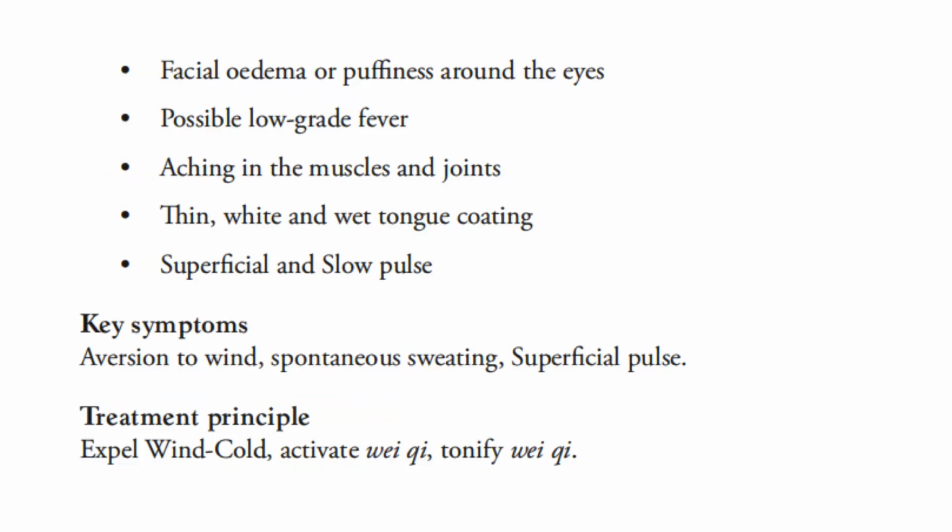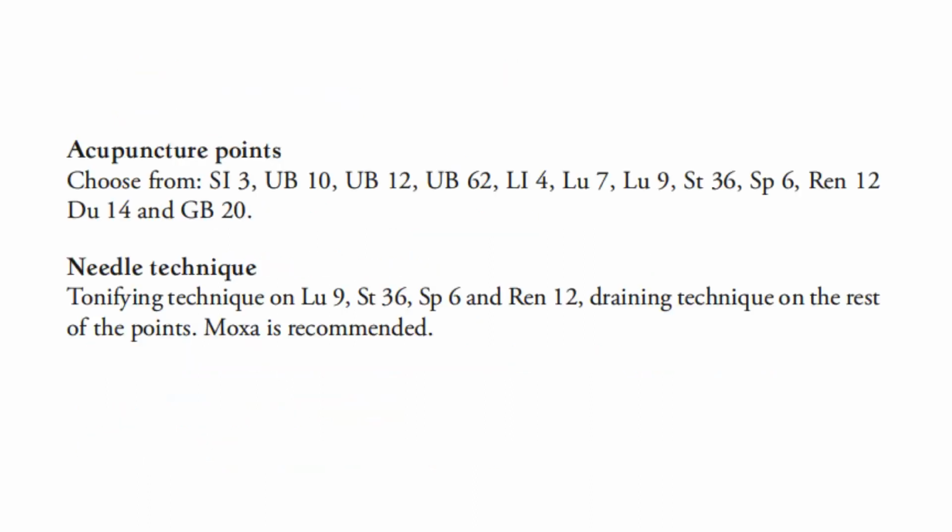For the treatment principle, we expel wind cold, activate the Wei Qi, and tonify the Wei Qi. So for the acupuncture points, we can choose from SI3, UB10, UB12, UB62, LI4, lung 7, lung 9, stomach 36, spleen 6, REN 12, DU 14, and GB20. We may use the tonifying needling technique on lung 9, stomach 36, spleen 6, and REN 12, and draining technique on the rest of the points.